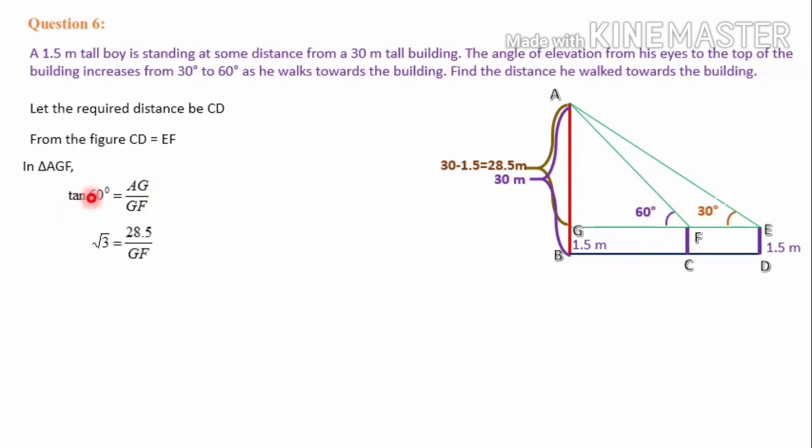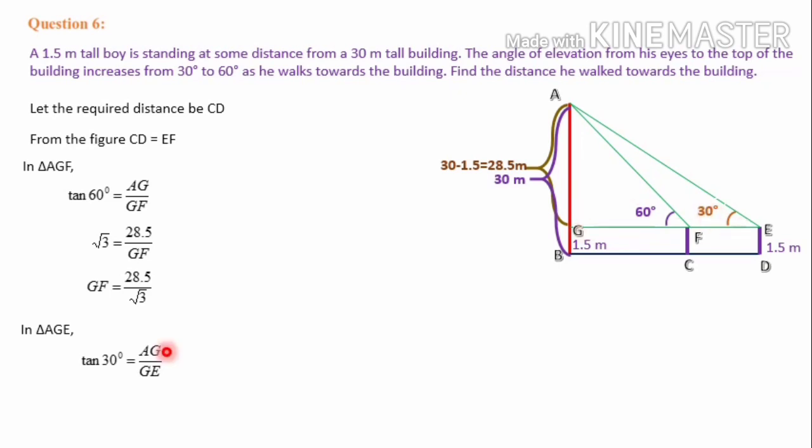Let's substitute it. Tan 60 value root 3 is equal to AG, we calculated here 28.5, divided by GF. That is, GF is equal to, just interchange these two. GF will go here and root 3 will come back to the GF position. So 28.5 divided by root 3. Then the bigger triangle, we have to take triangle AGE. Again there also tan 30 only, because the angle is 30. With respect to 30, this is the opposite, and this is the adjacent.